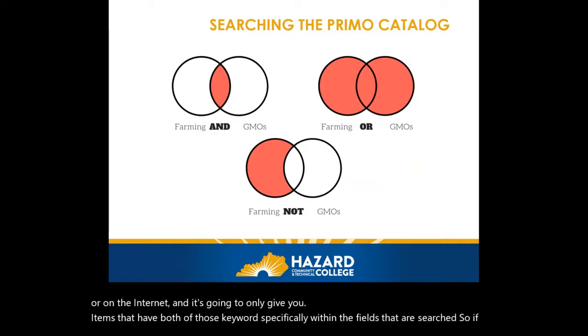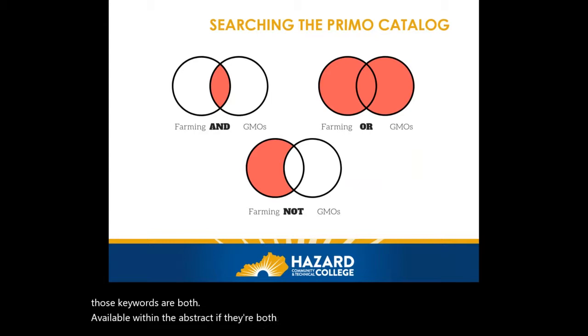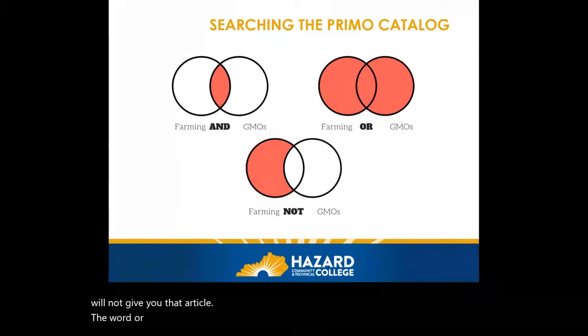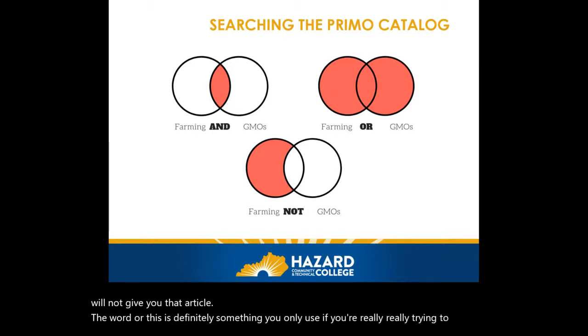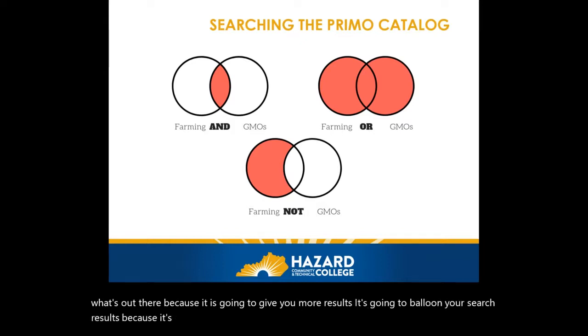So if those keywords are both available within the abstract, if they're both available within the publisher summary, if they're both available within the author supplied keywords, then it will give you that article, and if not, it will not give you that article. The word "or," this is definitely something you would only use if you're really trying to explore what's out there, because it is going to give you more results. It's going to balloon your search results because it's gathering everything. It is looking at those singular instances of either keyword, as well as where they're both together.